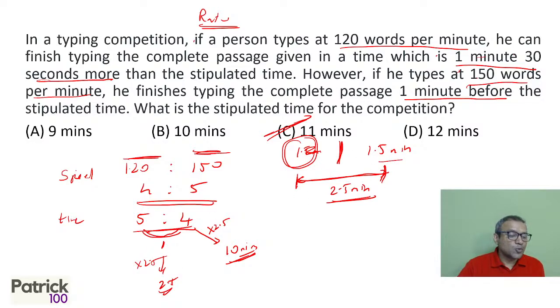This 1 stands for 2.5, so 4 will stand for 10 minutes. So this is 10 minutes, this is 12.5 minutes. So the actual time will be 11 minutes, that is 10 plus 1.